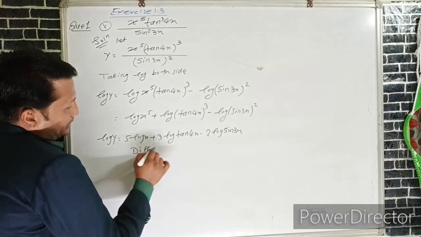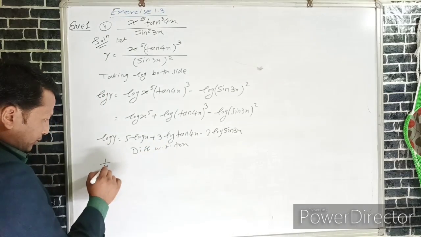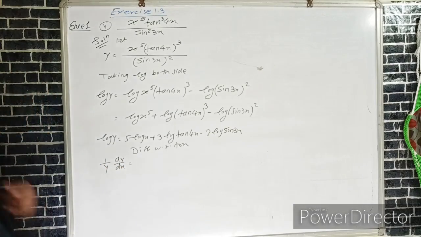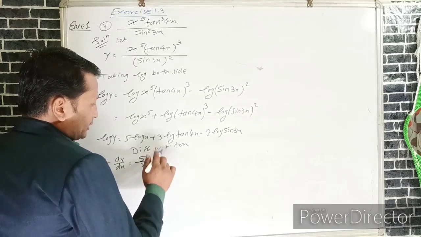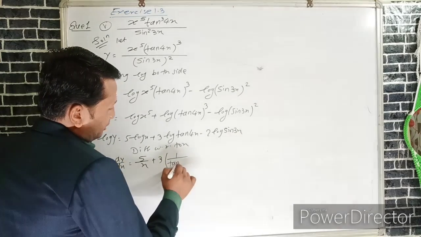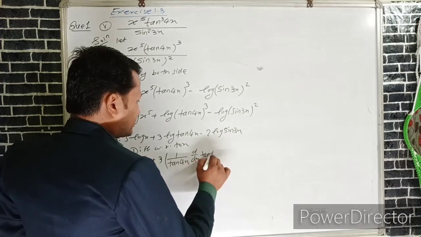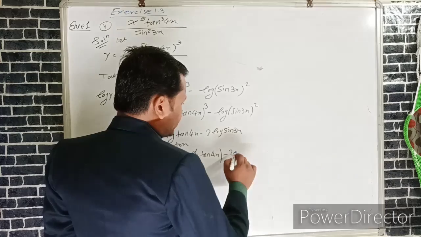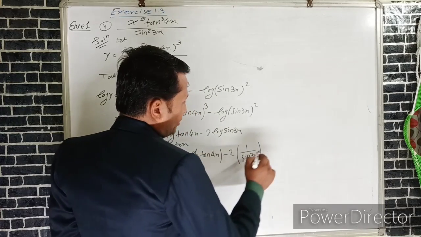Now if we differentiate with respect to x, we can write the derivative of log y, which is 1 upon y dy upon dx. Here 5 is a constant and the derivative of log x is 1 by x. We can write it 5 by x plus 3 into the derivative of log of tan 4x, which is 1 upon tan of 4x into again the derivative of tan of 4x, minus 2 into the derivative of log of sin 3x, which is 1 upon sin 3x into again the derivative of sin 3x.